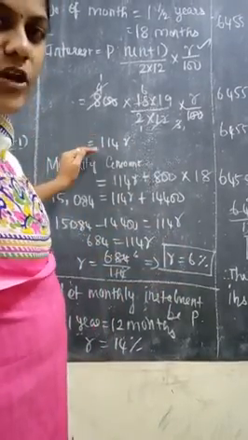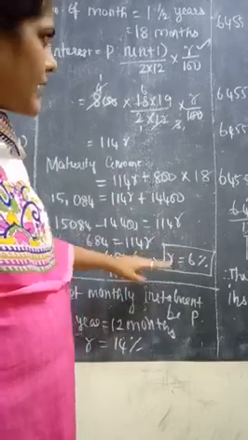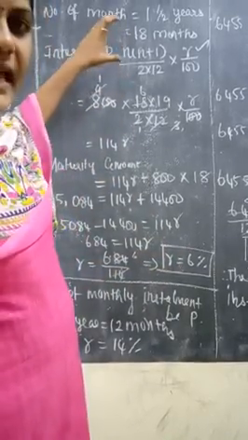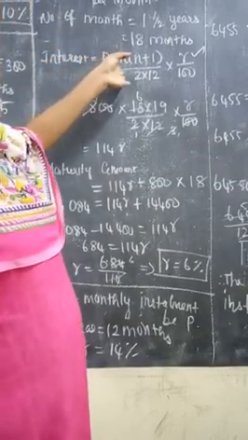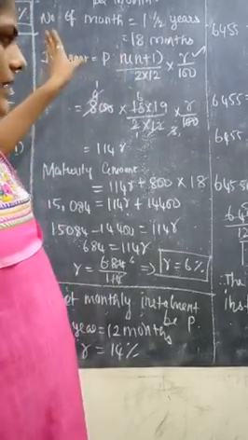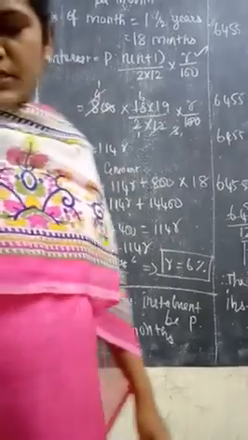So what's the rate percentage? 6%. Again I am telling you, here I used the direct formula. You can proceed with the previous sums' model or else you can use this formula. Both are correct, you will be getting the same answer. Next question.